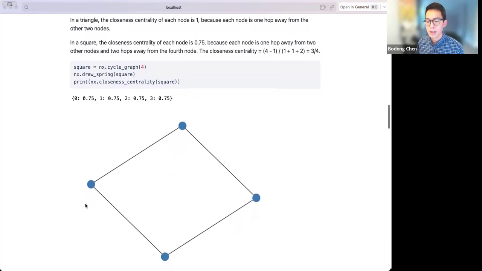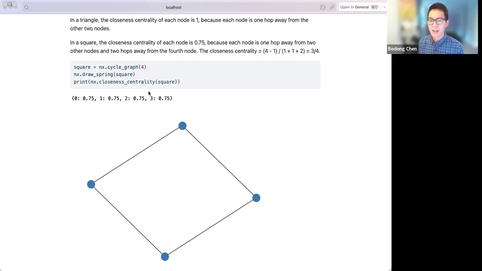Which is, in this case, every node. If we think about this node, it is 1 hop away from those nodes in the middle and 2 hops away from this node further away. So the closeness centrality for every node in this square would be the size of the network, 4 minus 1, divided by 1 plus 1 plus 2, which would be 3 divided by 4, which would be 0.75.